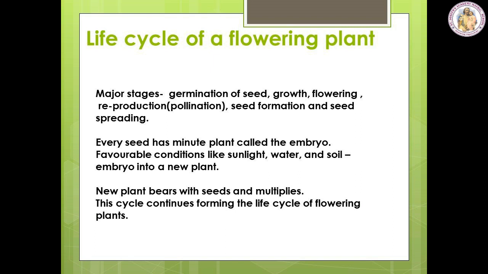Life cycle of a flowering plant. The major stages of flowering plants are the germination of seed, growth, flowering, reproduction, that is pollination, seed formation and seed spreading. Every seed has a minute plant called the embryo. Under favorable conditions like sunlight, water and soil, the embryo grows into a new plant. This new plant bears fruits with seeds and multiplies. This cycle continues, forming the life cycle of flowering plants.